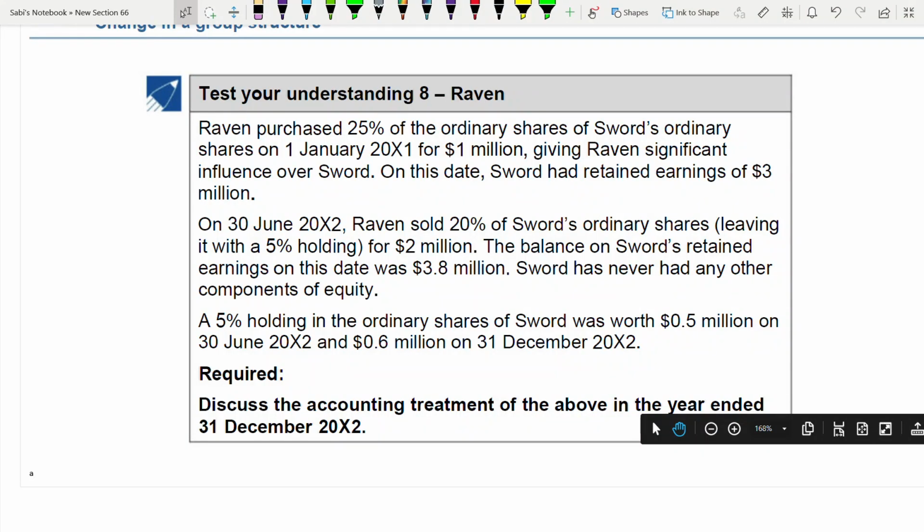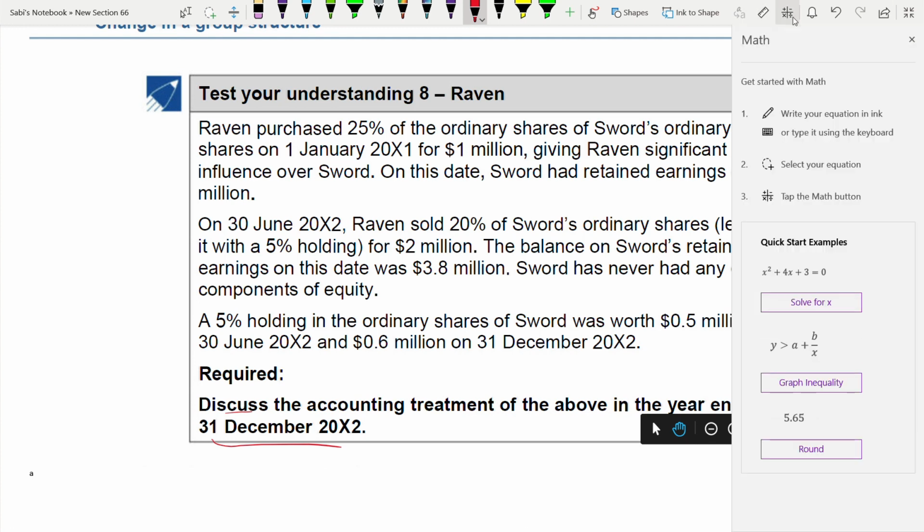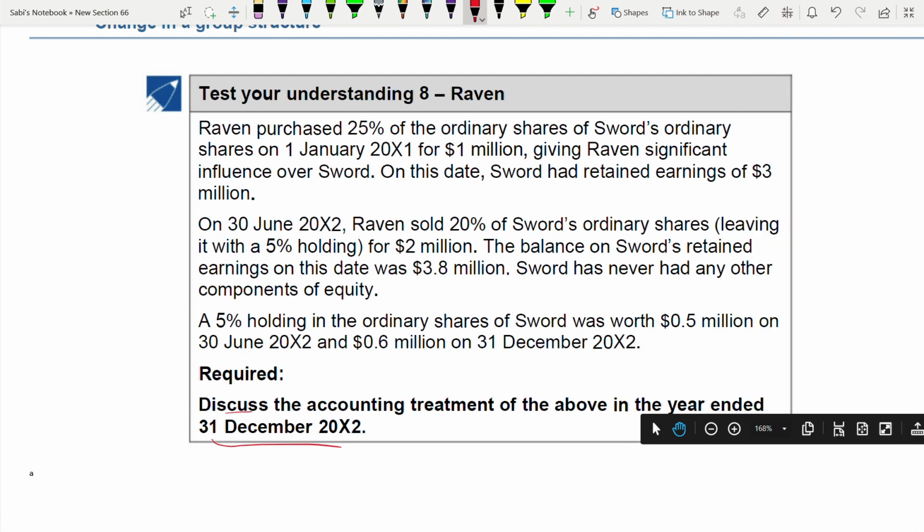Test understanding 8, Raven. Okay, discuss the accounting treatment for 31st December 2002. The moment it says discuss, you need to write, but I'm going to just show you the number because the explanation part I'm sure you'll be able to do it, but I will explain it to you also. Okay, you can write it.